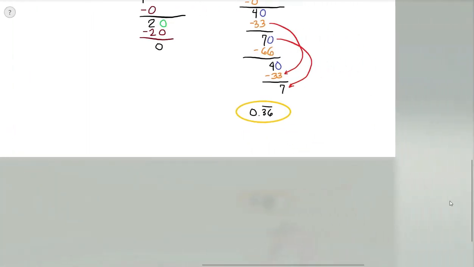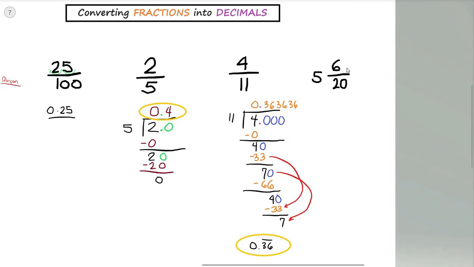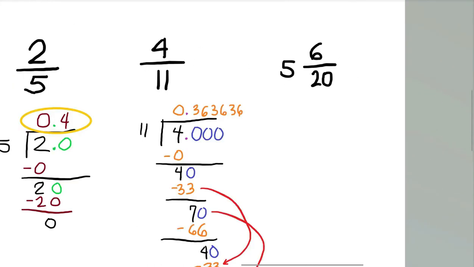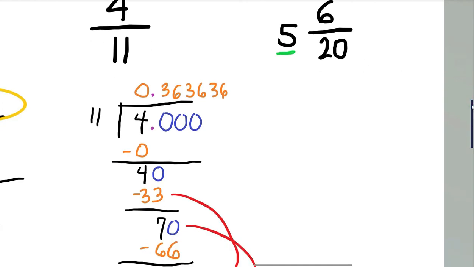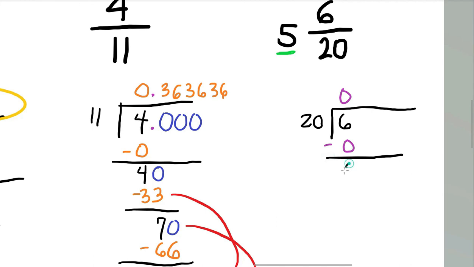Okay, last example. The last example is a mixed number or mixed fraction. So when we convert this into decimal, it will become a mixed decimal. Now, what you will do is just don't mind the whole number. Just leave the whole number 5 alone. Focus first on the fraction. So, 6 divided by 20. How many 20 are there in 6? 0. 0 times 20 is 0. 6 minus 0 is 6.